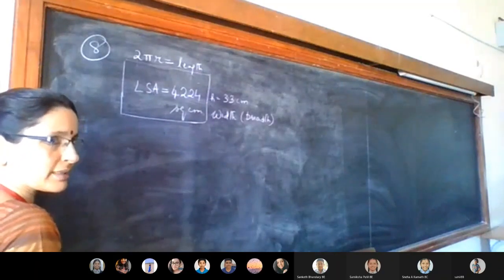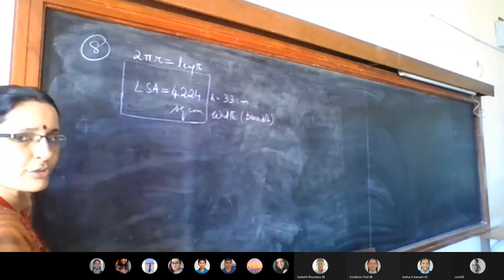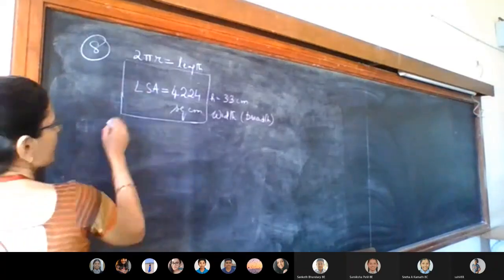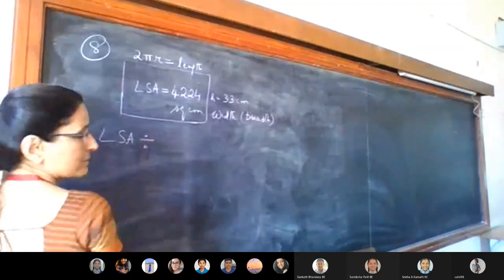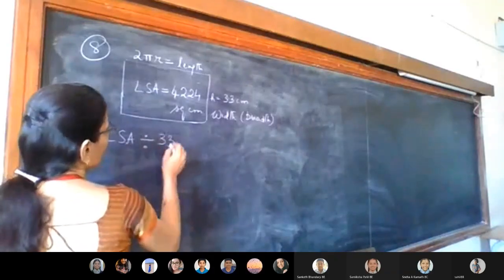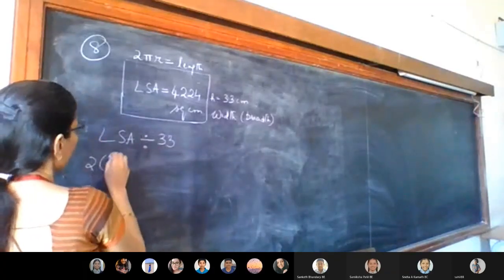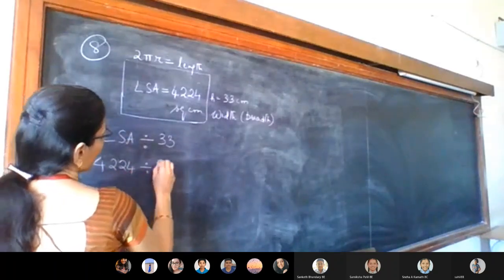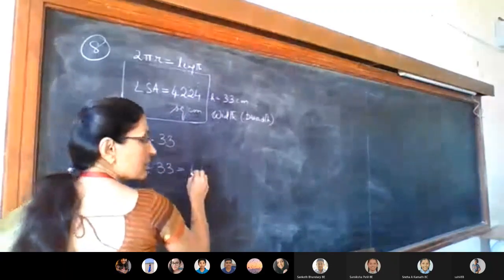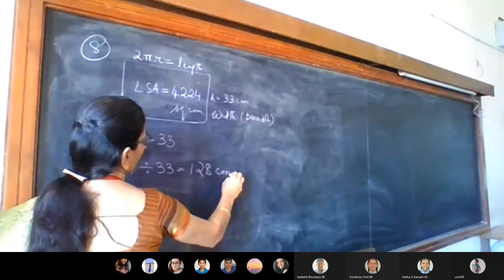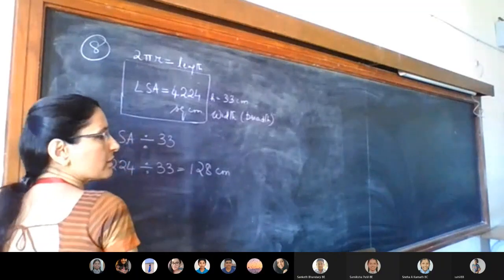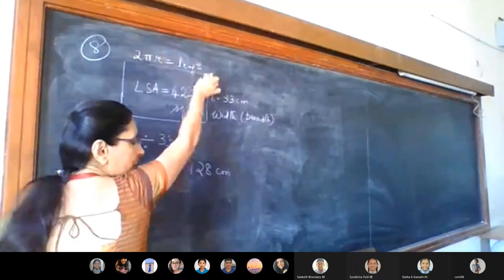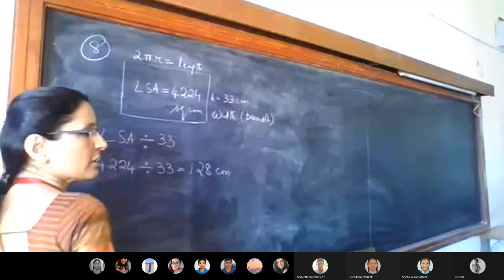Try it in rough. Take a pencil and try. Online students also can try. Fast. So this LSA divided by 33. LSA is given, sorry, 4224 divided by 33. How much do we get? 128. Okay, 128 centimeter. This is 2 pi r also. It is the length of the paper also. Clear, no? So you got the length of the paper, find the perimeter.